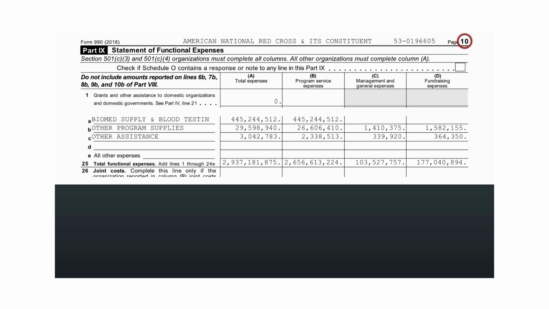This is the 2019 990 for American Red Cross. So we're talking very big numbers here, that their expenditures are in the billions.